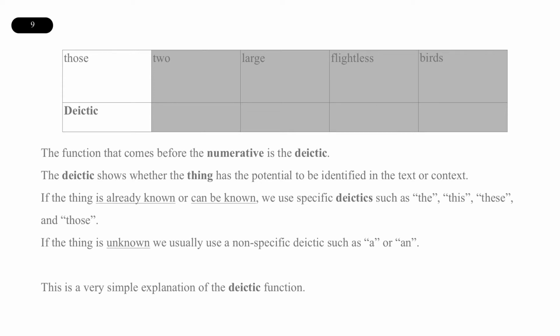If the thing is already known or can be known, we use specific deictics such as the, this, these, and those. If the thing is unknown, we usually use a non-specific deictic such as a or an. Okay, this is a very simple explanation of the deictic function. It's a lot more complex than this, but I've tried to keep it simple.